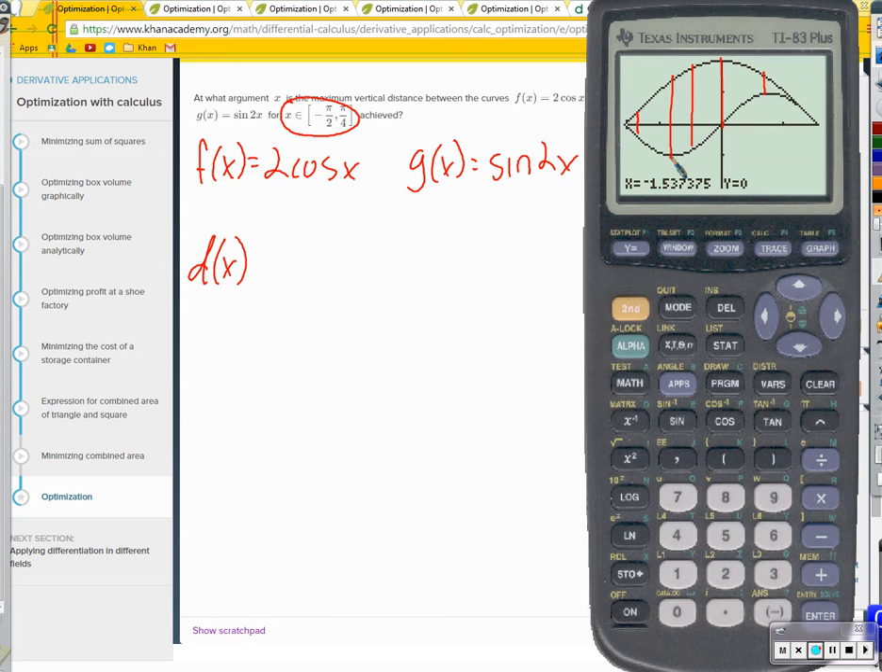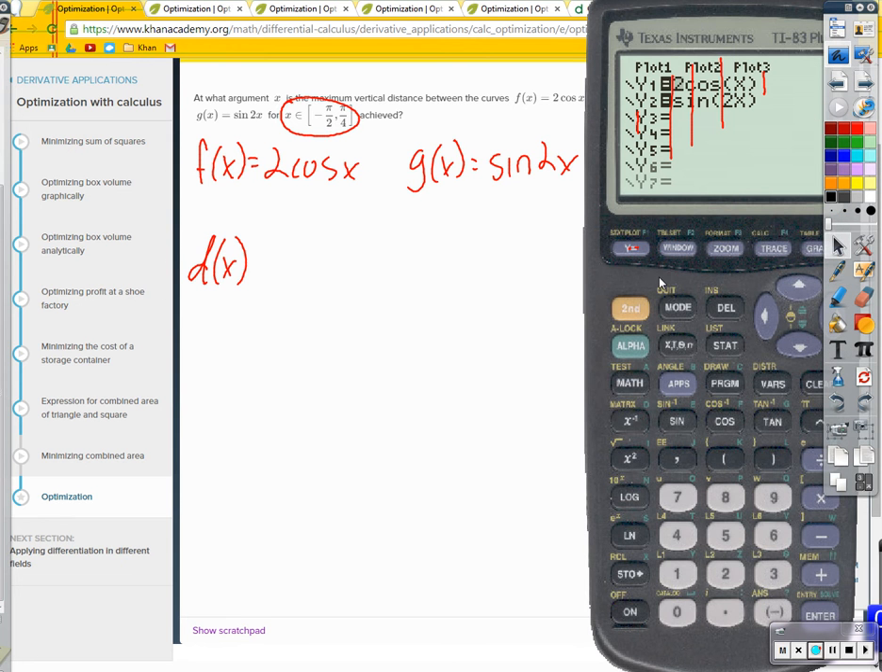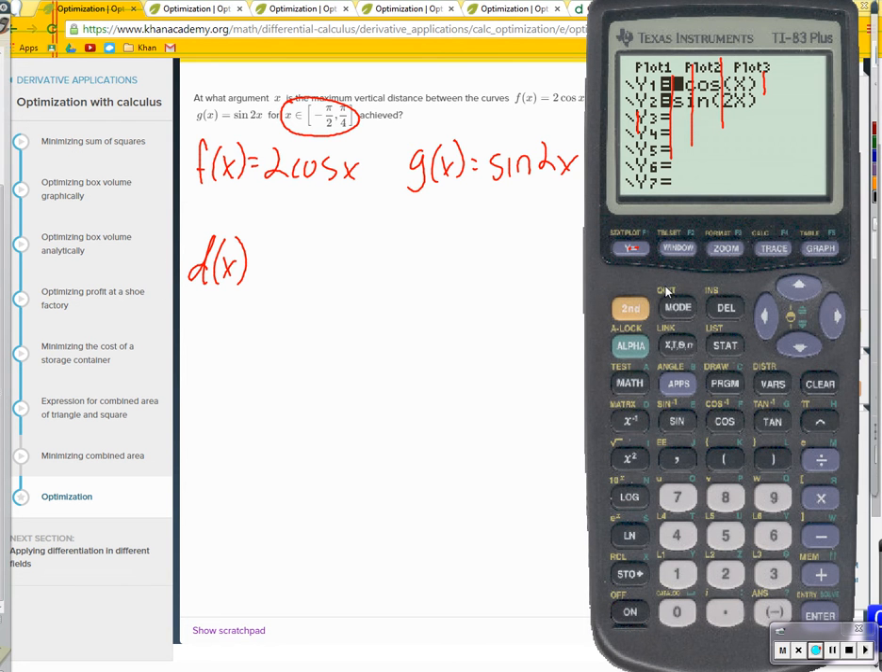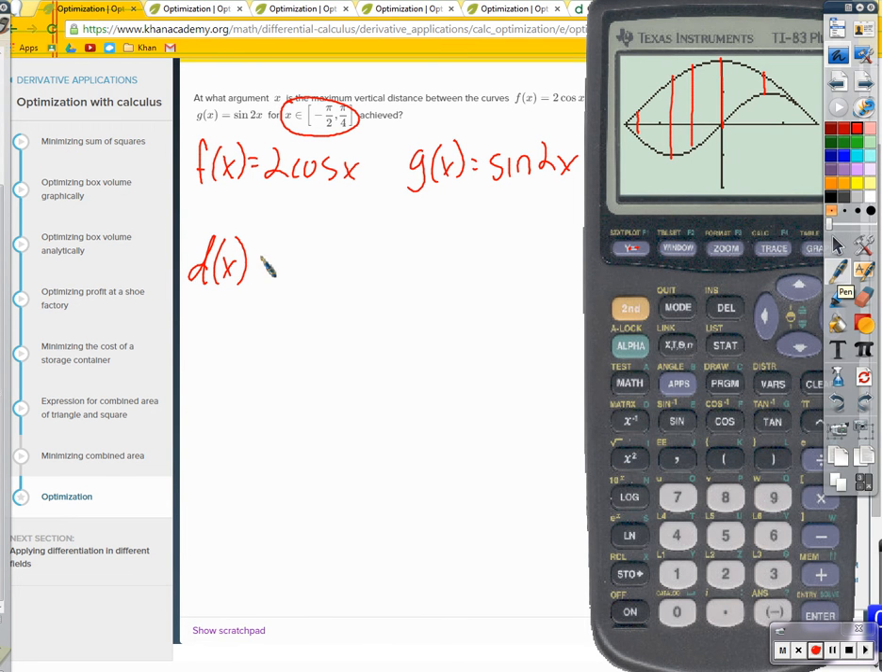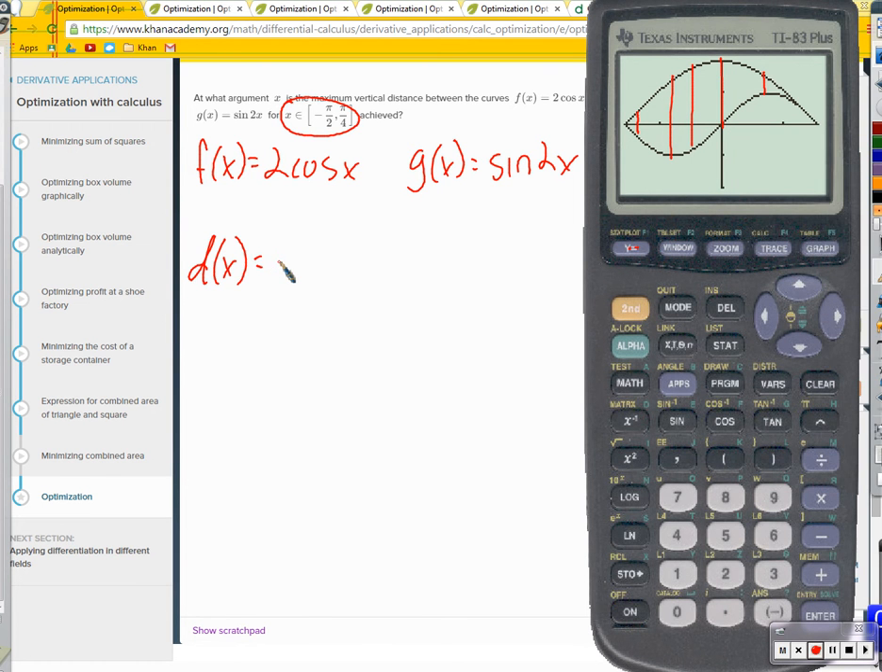Okay. So, I drew this one first. That was 2 cosine of x. So that's this guy right here. That's the one that we're lucky enough that it is always larger, has a larger y value. So our d of x, our distance function, will be 2 cosine x. That is the larger value. Then we'll subtract the smaller value, sine of 2x. Now, what does this function tell me?